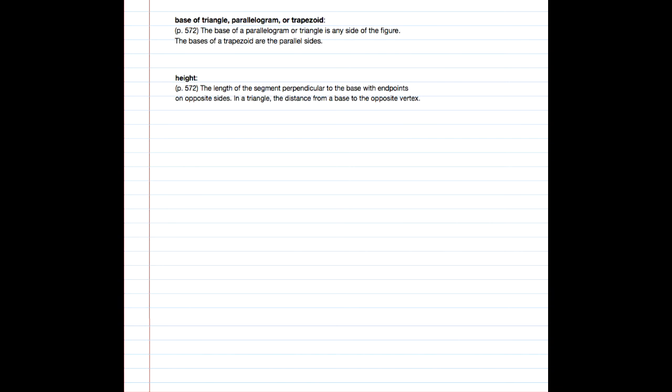2 vocabulary terms in this lesson. The base of a triangle, parallelogram, or trapezoid is any side of the figure. It can be top, bottom, doesn't matter. It could be left, right, doesn't matter, depending on the orientation. The bases of a trapezoid are the parallel sides. Remember, a trapezoid is a quadrilateral with 1 pair of parallel sides instead of 2. The height in a quadrilateral like these is the length of the segment perpendicular to the base with endpoints on opposite sides. In a triangle, the distance is from the base to an opposite vertex.